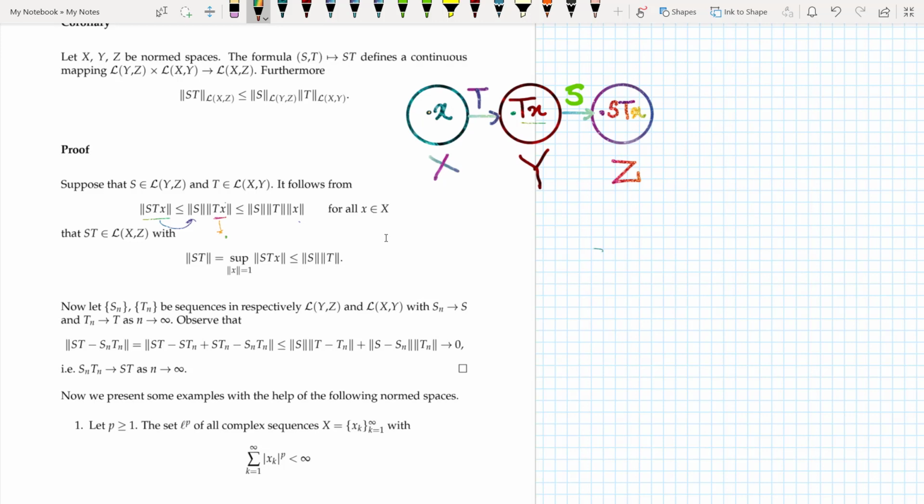So together, ST is an operator which takes elements in my space X to space Z. So I again write the definition of the norm of the operator as the sup over norm of x equals 1 of norm of STx, and of course it's less than or equal to norm of S times norm of T.